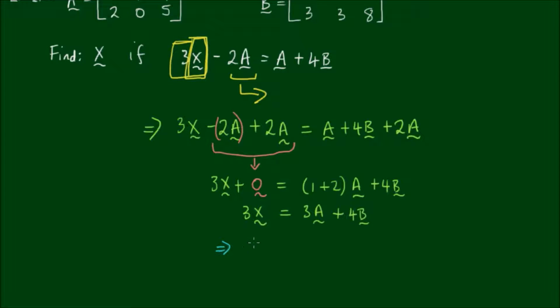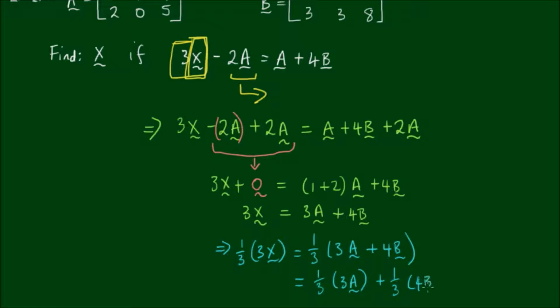Okay, let's multiply the left-hand side by 1/3. And if I multiply the left-hand side by 1/3, I have to multiply the right-hand side by 1/3 as well. So now we can use the law of distribution. So we know that scalar multiplication is distributive for matrix addition. So on the right, we can distribute the 1/3 scalar multiplier into both of the terms. So we have 1/3 times the matrix 3A plus 1/3 times the matrix 4B.